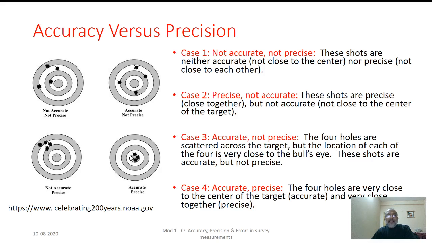all these four shots are almost at the target bullseye, and accordingly they are very close to each other. Hence, here all these four shots are accurate as well as precise. I hope this terminology makes clear the understanding expected with accuracy and precision.